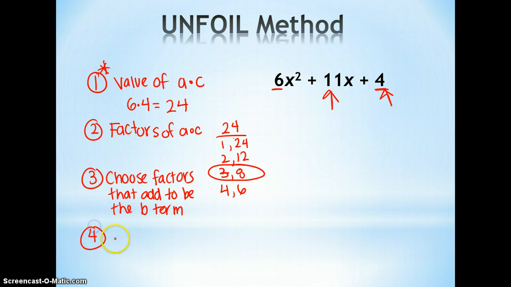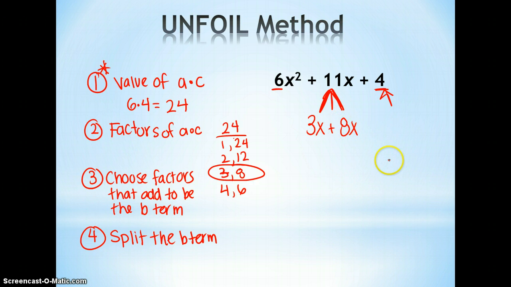Step 4, our factors are going to tell us how we are going to split the b term. Those are not necessarily the numbers that go inside of our parentheses. We're going to use those numbers, 3 and 8, and we're going to rewrite 11x as 3x and 8x. So we haven't changed any values. All we've done is split 11x into 3x plus 8x. We wrote it in a different way. If we bring down the rest of the problem, 6x squared plus 3x plus 8x plus 4. Same problem. If you simplified this, it would be 11x.